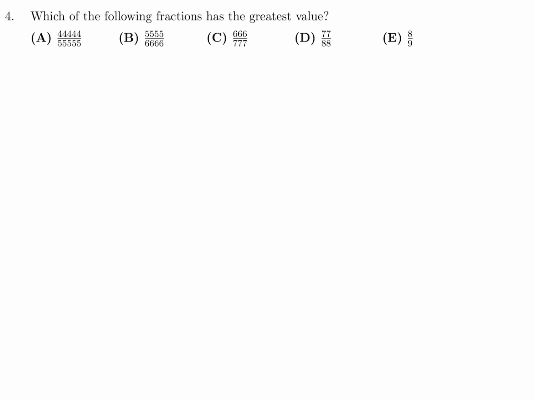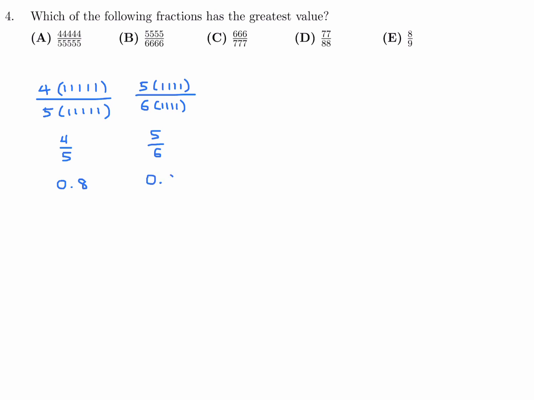Which of the following fractions has the greatest value? Well, I can factor out a 4, and I'm left with 1, 1, 1, 1. And if I factor out the 5 on the denominator, I'll be left with 1, 1, 1, 1, 1. So that cancels to just 4 over 5, which is 0.8. In a very similar way, when you factor out the 5 and the 6 from the numerator and denominator, you get 5 over 6. And that is approximately 0.83.